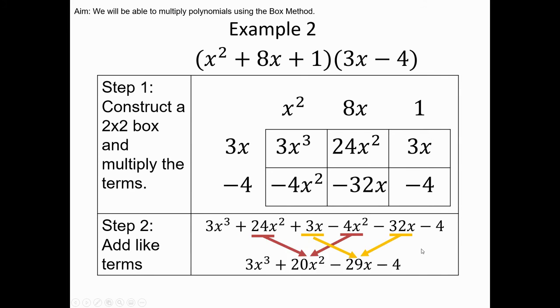So when you combine everything, it's going to look like this. Nothing happens to 3x to the 3. Nothing happens to minus 4. But notice how I add the 24 and then minus 4. It's a minus 4. So that's 20. And then 3 and then a minus 32. And it's a 29x. So this is a really nice organized method on how we can multiply way bigger polynomials.